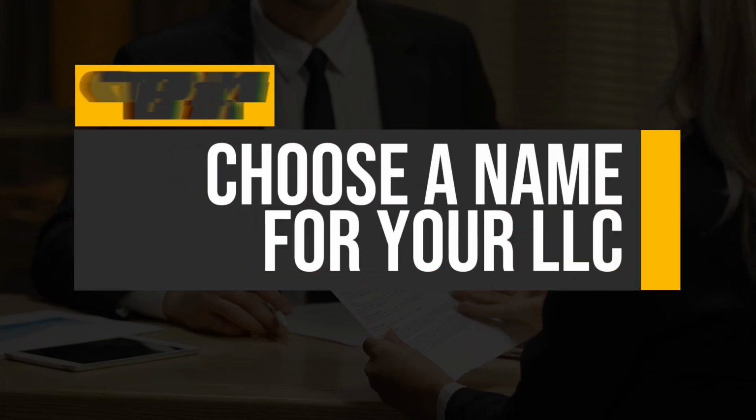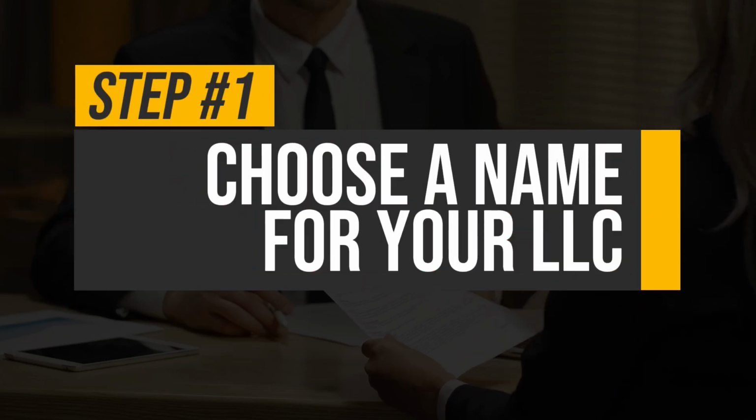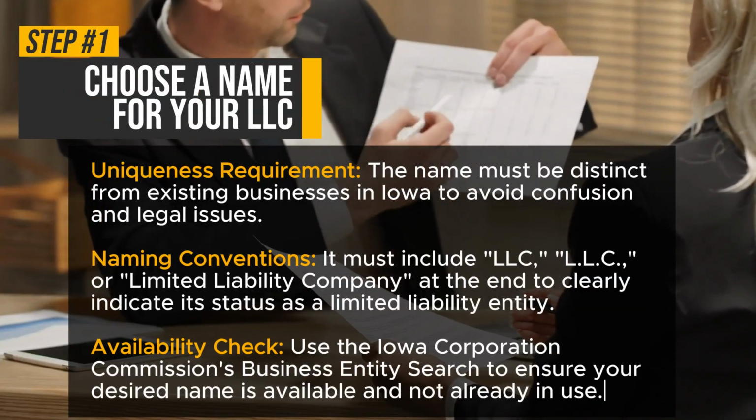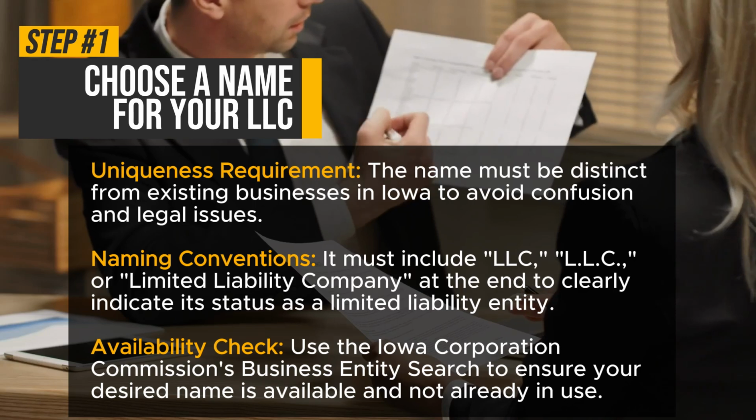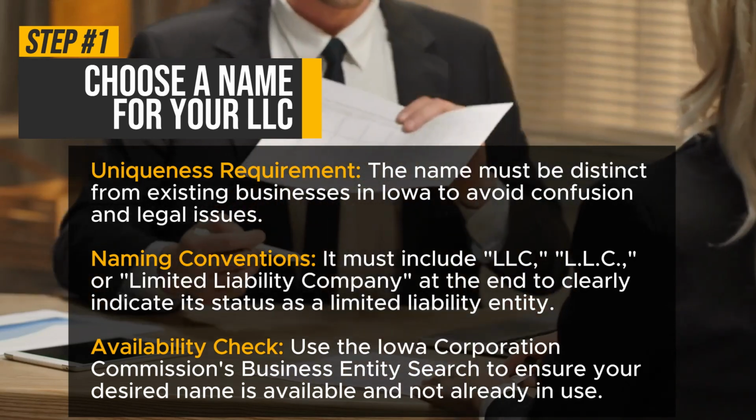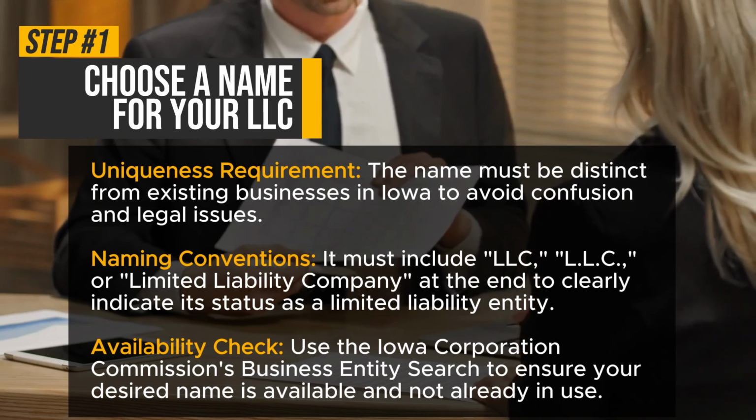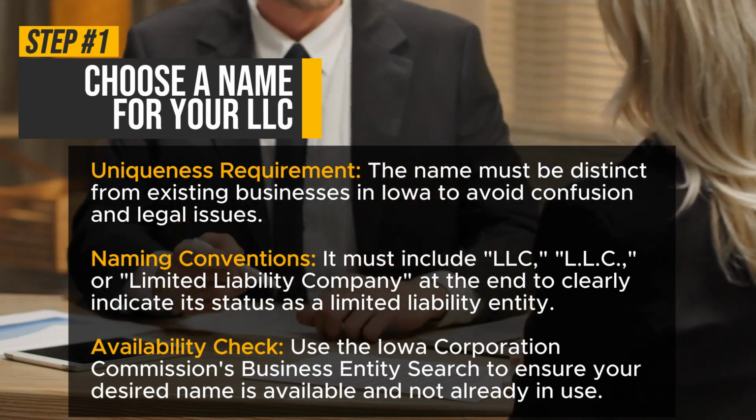Choose a name for your LLC. Select a unique name for your LLC that complies with Iowa's naming requirements. The name must include limited liability company or the abbreviation like LLC. Ensure the name is not already used by checking the Iowa Secretary of State's Business Entity Database.